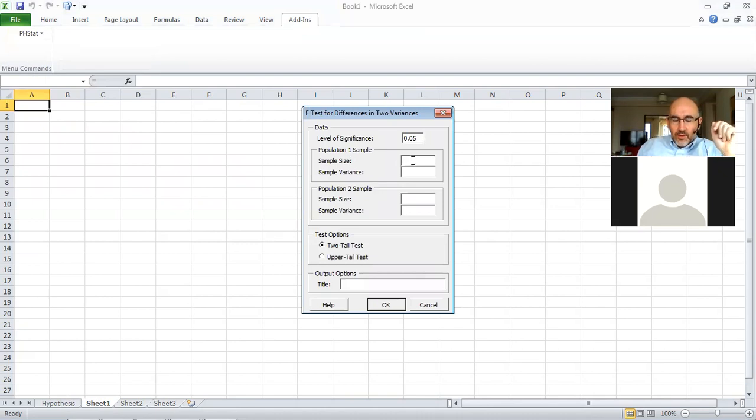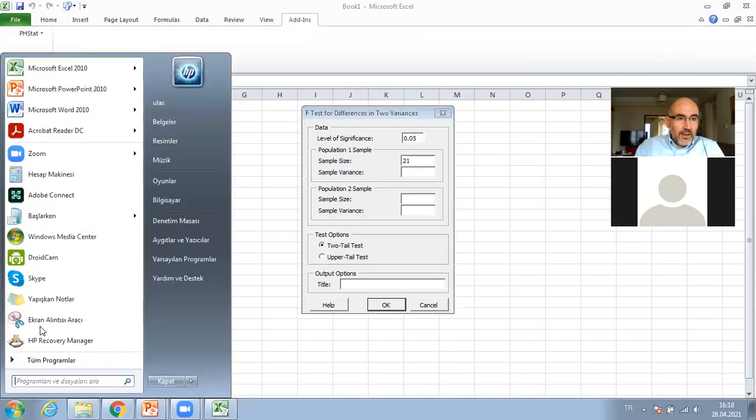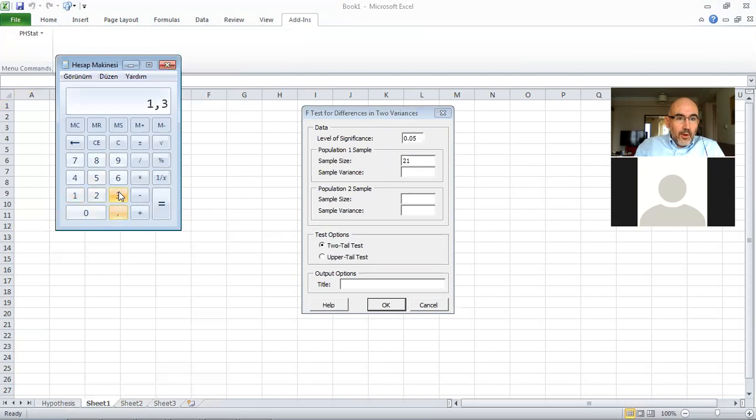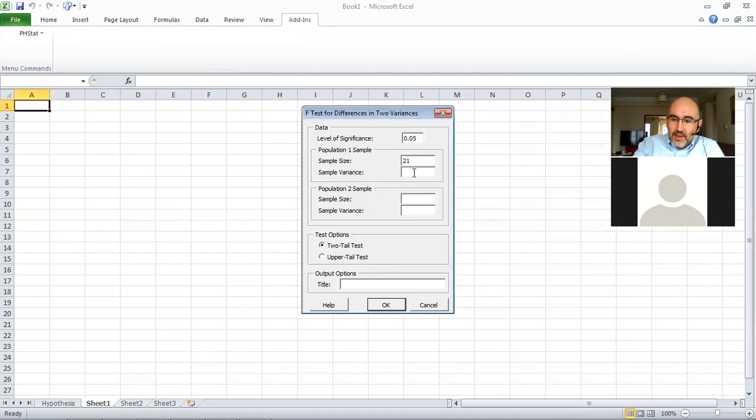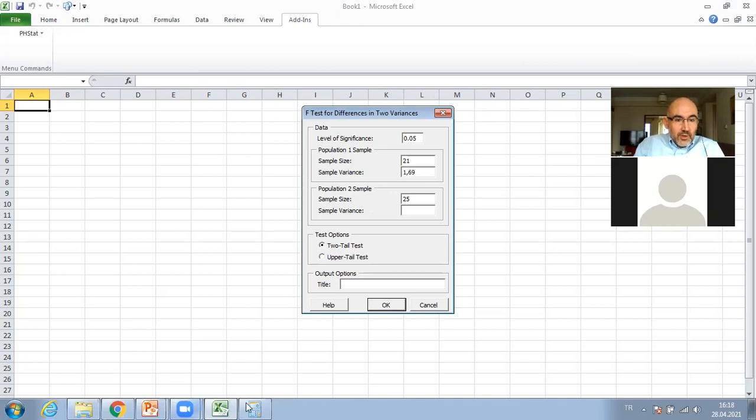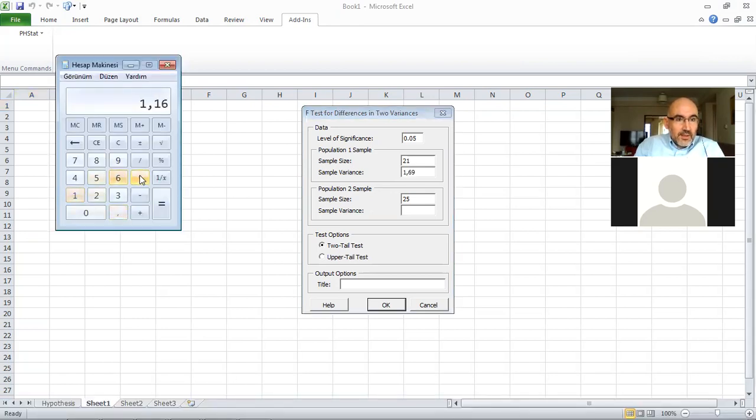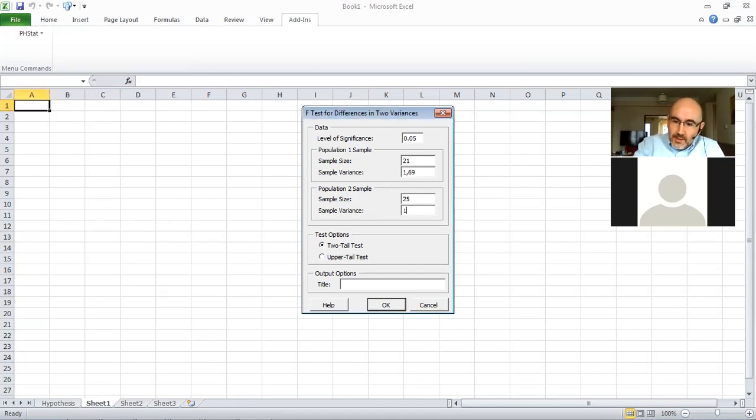So population 1, and remember our New York Stock Exchange and NASDAQ example. The sample size was 21, and the sample variance was, now I have to calculate this, 13 squared. So that's 169. And I'm entering it right here, 169 sample variance. And sample size for the second one was 25. And the standard deviation was 11.6. So what I'll do now is 11.6 squared, 134.56.